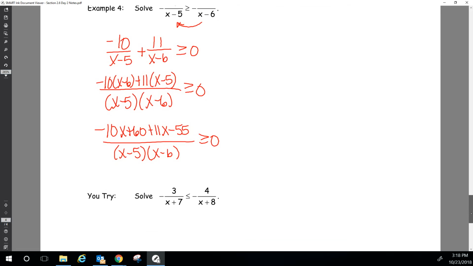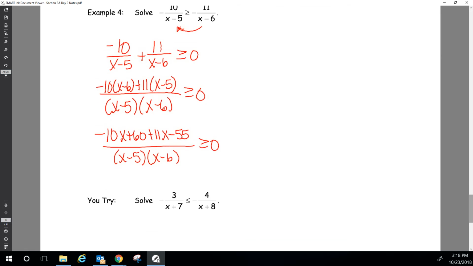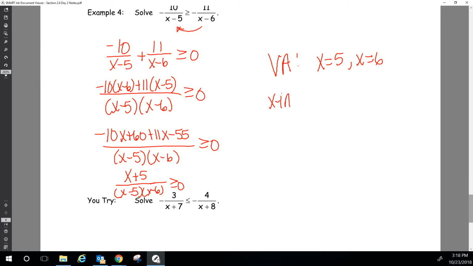All right, and finally combining like terms, negative 10x plus 11x would be x. 60 minus 55 is 5. All over x minus 5, x minus 6. So my vertical asymptotes are x equals 5 and x equals 6. My x-intercept is negative 5, 0. Putting these guys on a number line, I get negative 5, 5, and 6.